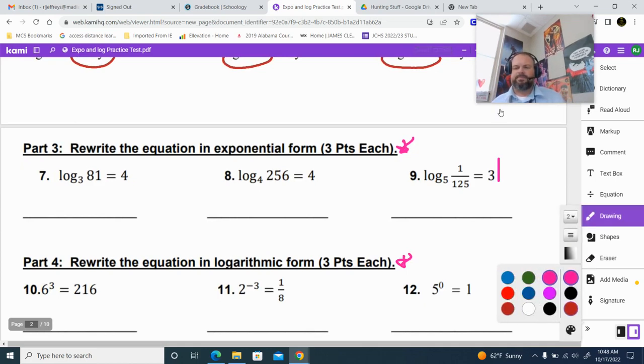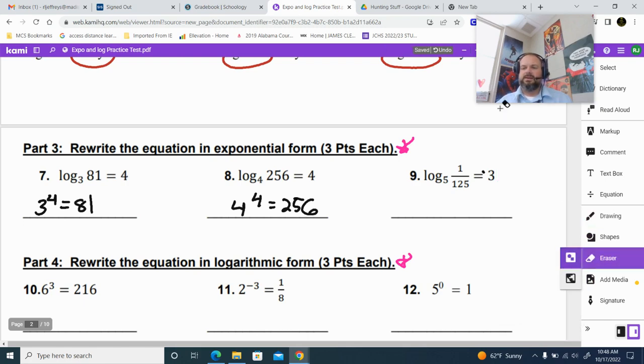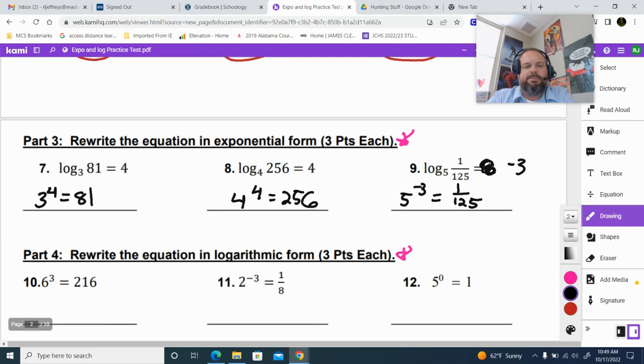All right. So rewrite in exponential form, this would be 3 to the 4th is 81. This will be 4 to the 4th is 256. And this would be, that's supposed to be a -3. There's a typo. I did catch that on the test. So I fixed that one. So this would be 5 to the -3 equals 1 over 125. So trying to have a lot less typos on the test. But I'm sorry, I am human.